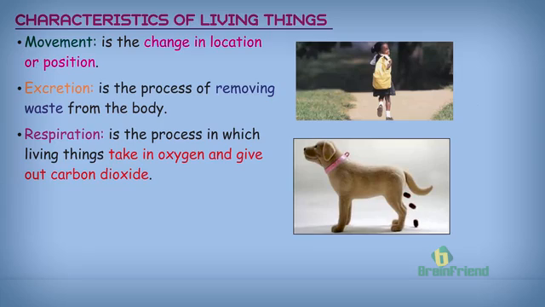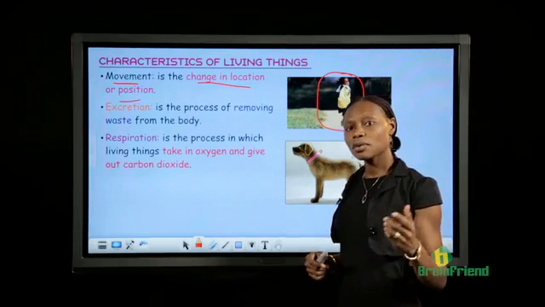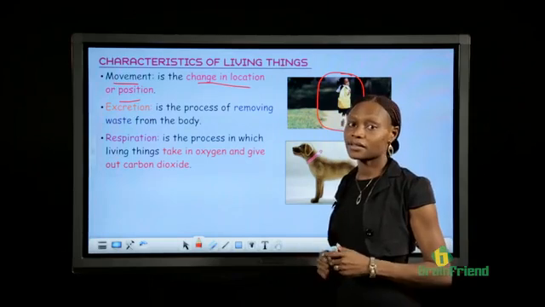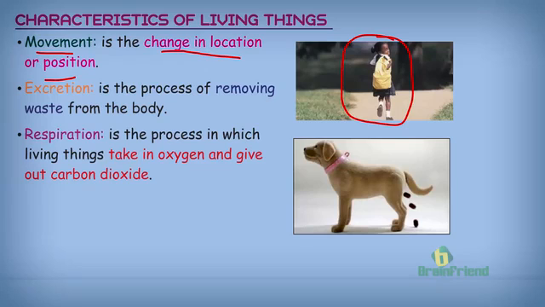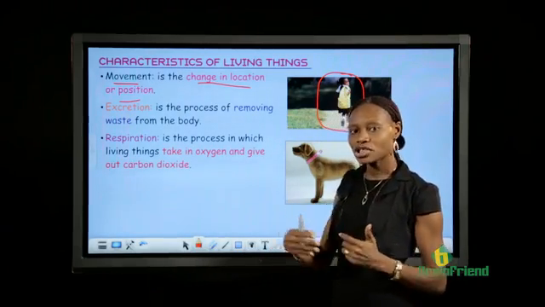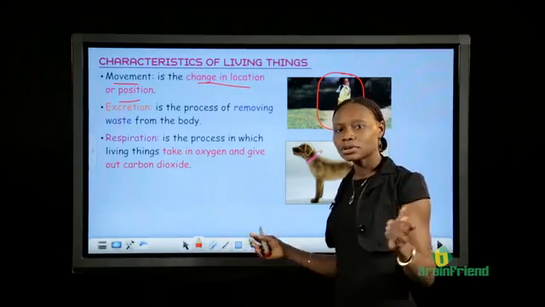Another characteristic of living things is movement. Movement is simply the change in location or position. My friend here is going to school, and so she's walking down to school. That's movement. You woke up this morning, left your room to the bathroom to have your bath. You took some steps to the bathroom. That's movement. Animals, the dog, it leaves outside its house. It comes into the main building. It goes around. That's movement.